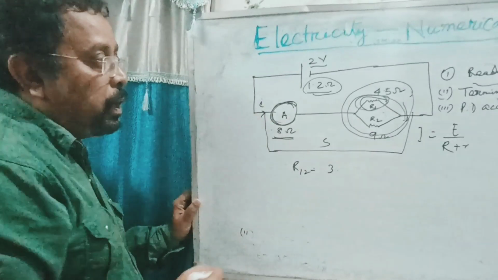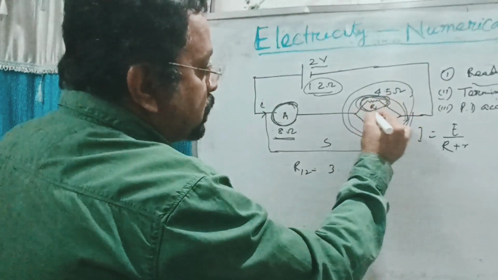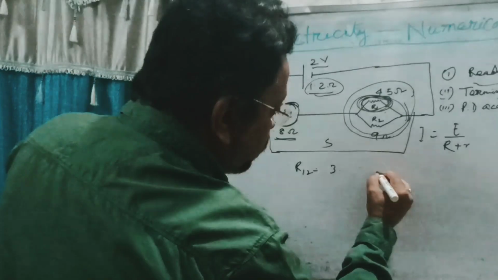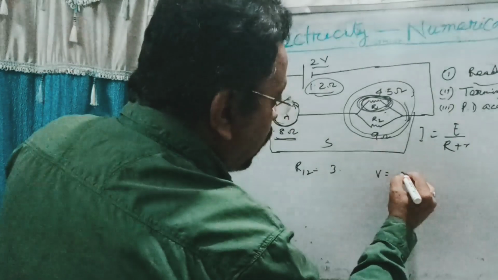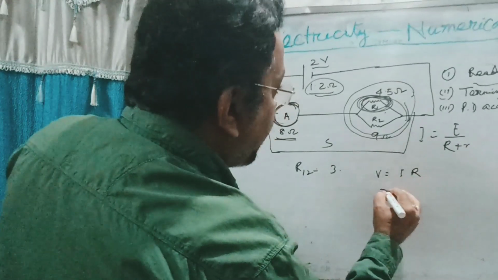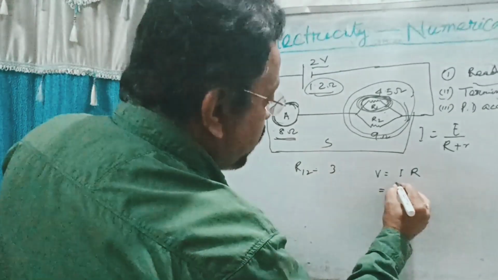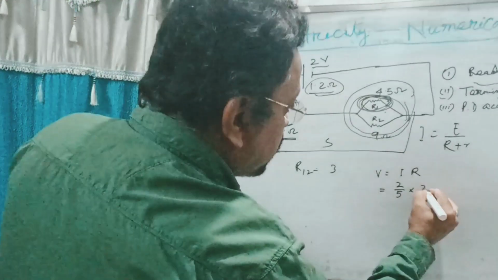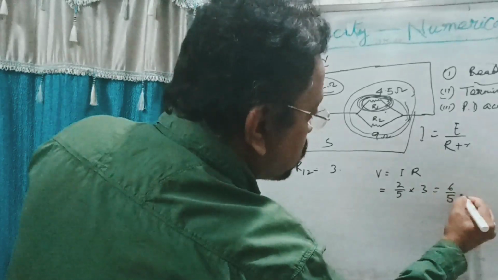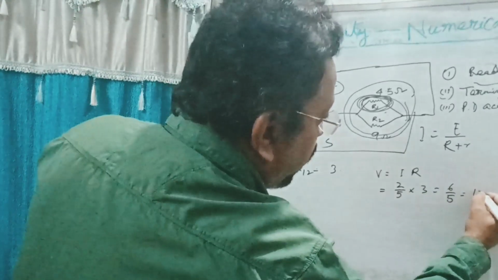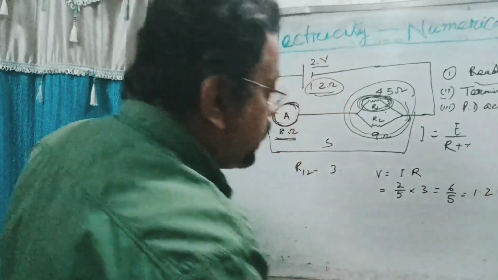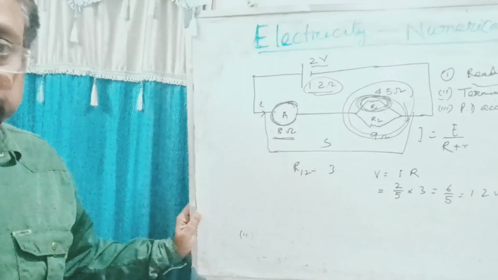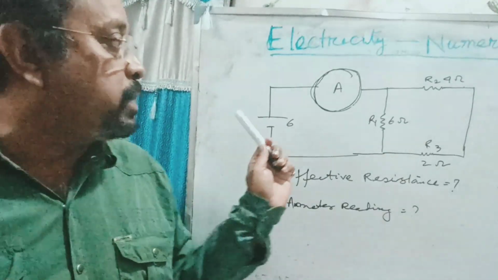So the potential across this, with the equivalent resistance, voltage V will be equal to I into R. What was the value of I? I was 2 by 5. 2 by 5 into R, the equivalent resistance is 3. That is 6 by 5. So this is coming around 1.2 volt. Clear? So this is equal to 1.2 volt.